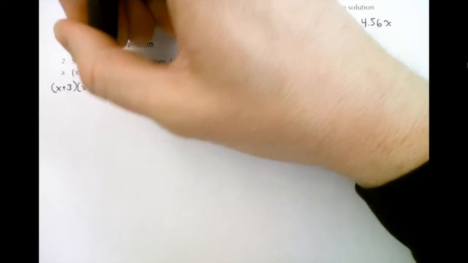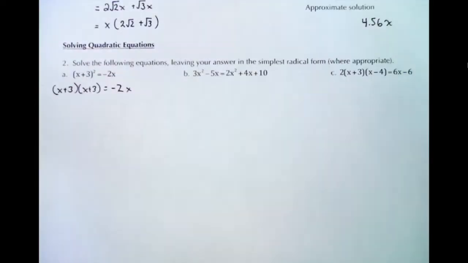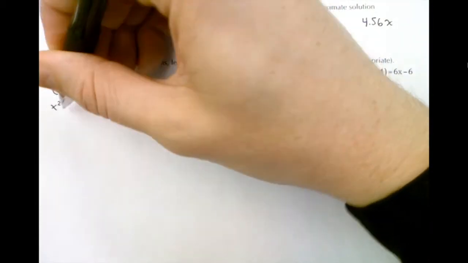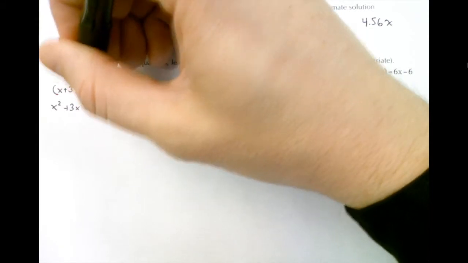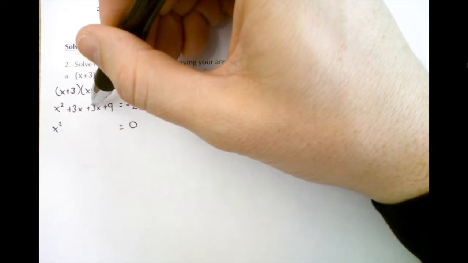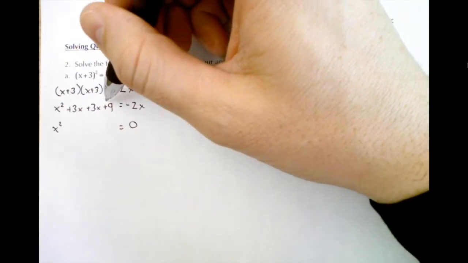(x plus 3) squared, we're going to expand that out. (x plus 3) times (x plus 3) equals -2x. And FOIL this out. x times x is x squared. x times 3 is 3x. 3 times x is 3x. 3 times 3 is 9, equals -2x. Now we're going to collect like terms, and we're going to collect them all on one side. So I'm going to move that 2x over by adding it to both sides. x squared doesn't have any like terms. 3x and 3x is 6x, and when we bring over the -2x, it becomes positive. So 3 and 3 and 2 would be 8x.